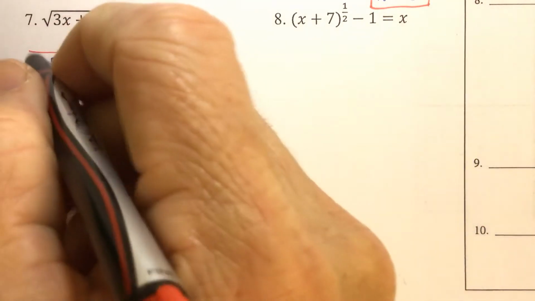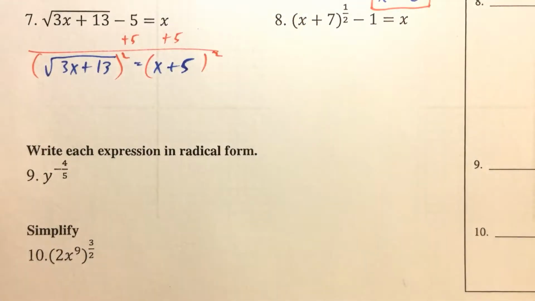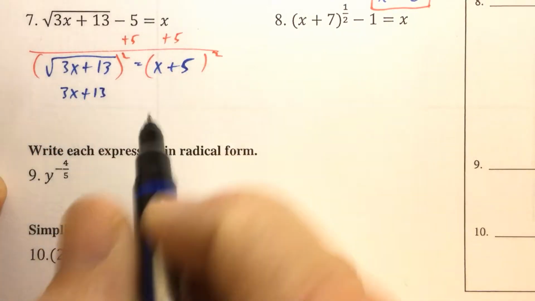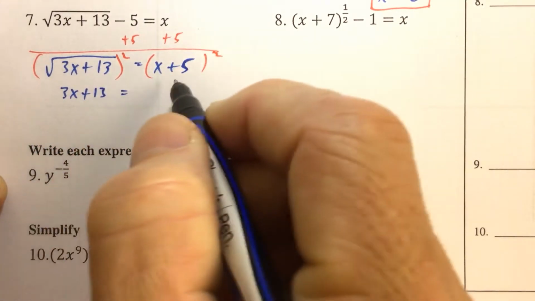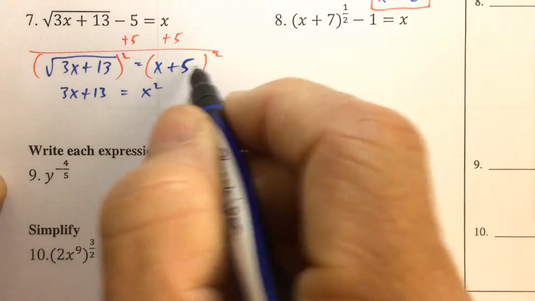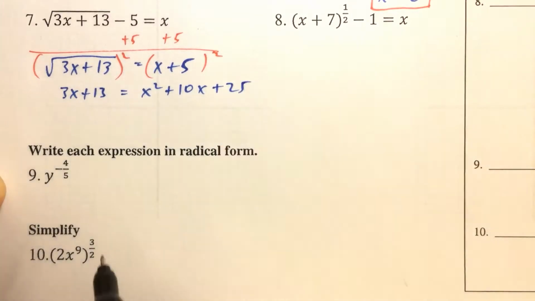After isolating the radical, we want to square both sides because then we can have access to that variable there, 3x plus 13 under the radical. Just the radical disappears when we square it. And on the right side, though, we have to square this binomial. It's not x squared plus 25, it's x squared plus 10x plus 25.